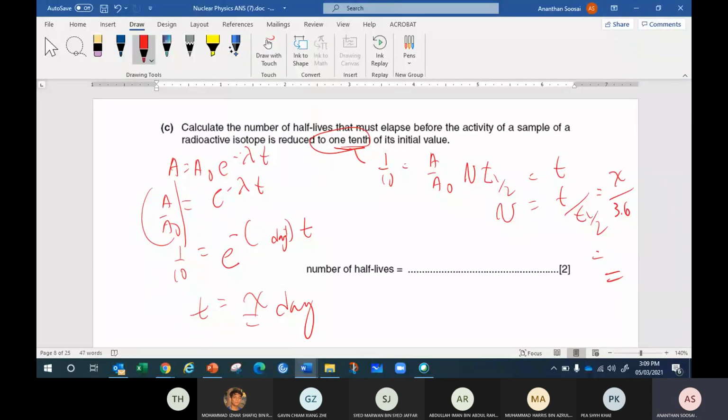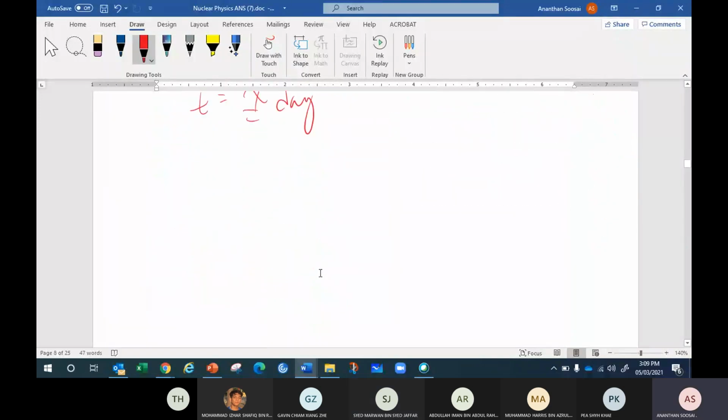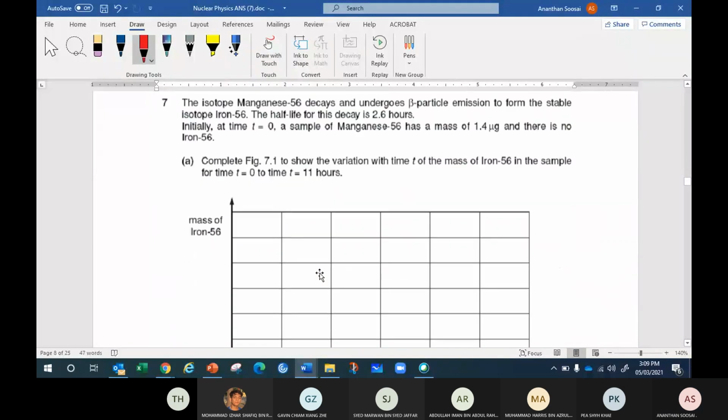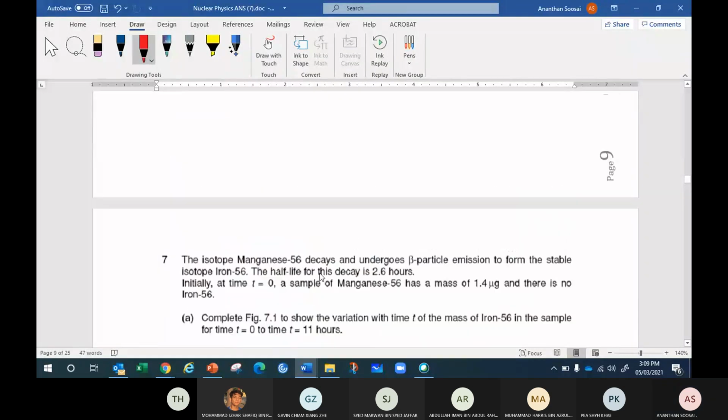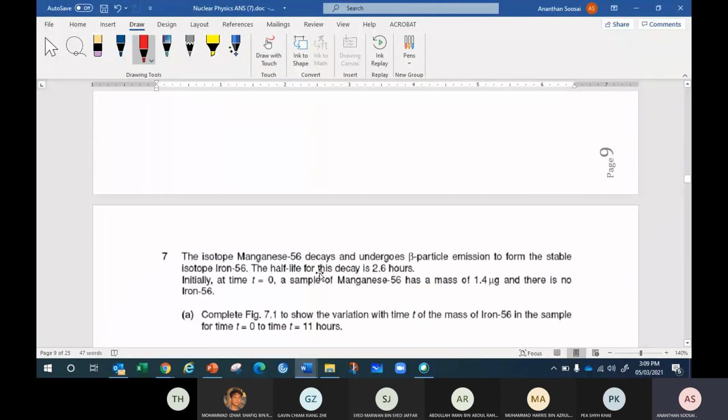Okay, any other question? Okay, let's scroll down. Different type of question. The next question, page 10. Page 10, yeah.